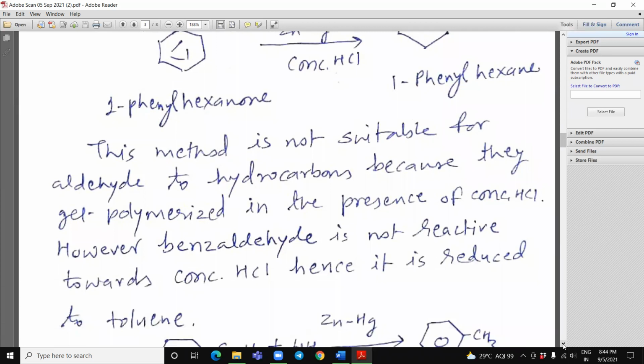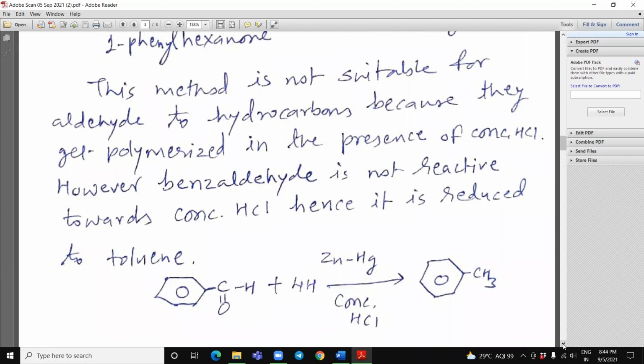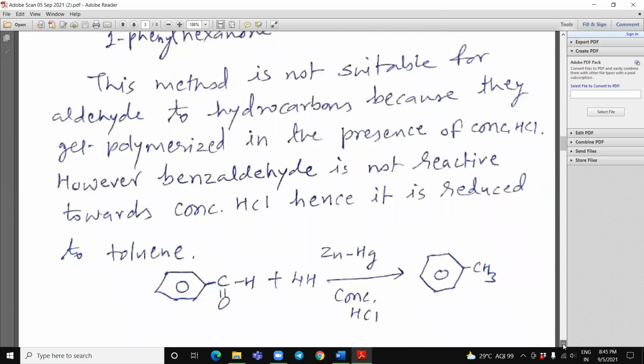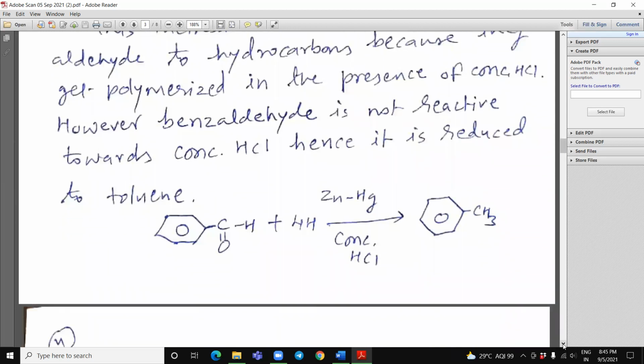This method is not suitable for reducing aldehydes to hydrocarbons because they get polymerized in the presence of concentrated HCl. However, benzaldehyde is not reactive towards concentrated HCl, hence it is reduced to toluene.